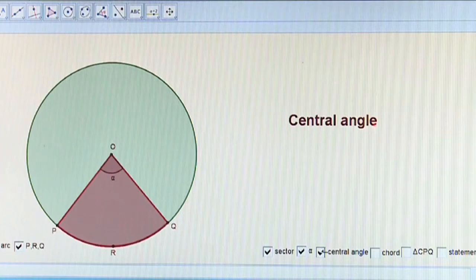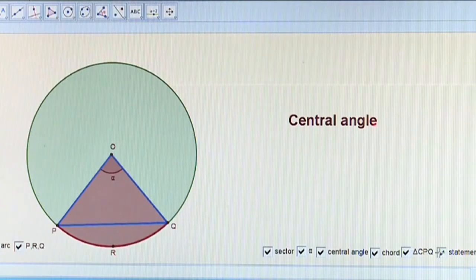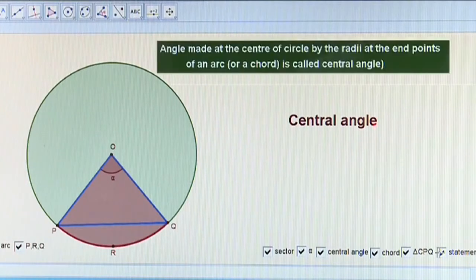Now join P and Q to get the chord. Look, this chord is also making angle POQ at the center. This angle made by the chord and the arc is known as central angle subtended by arc PRQ or chord PQ at the center.